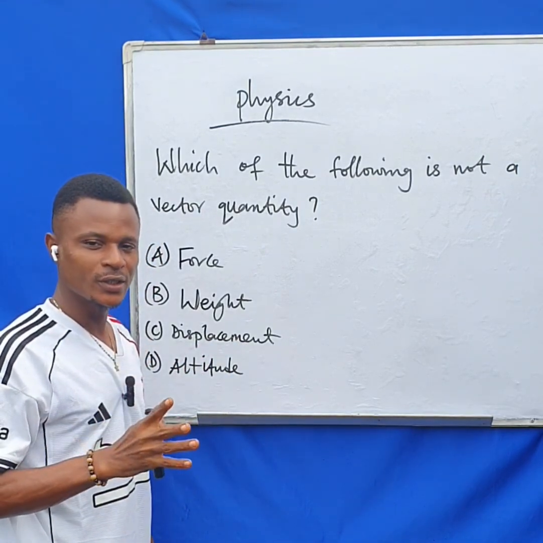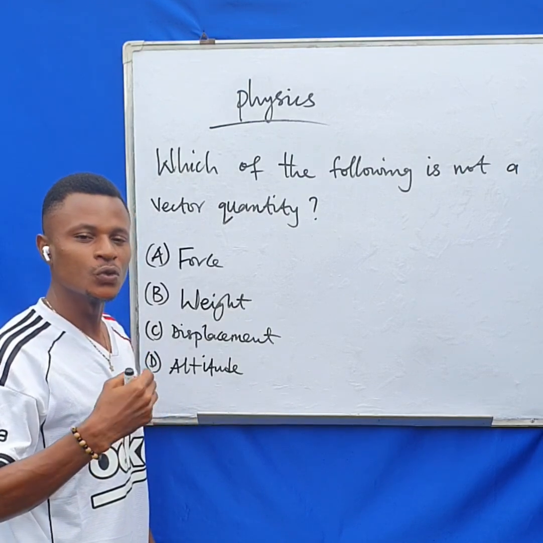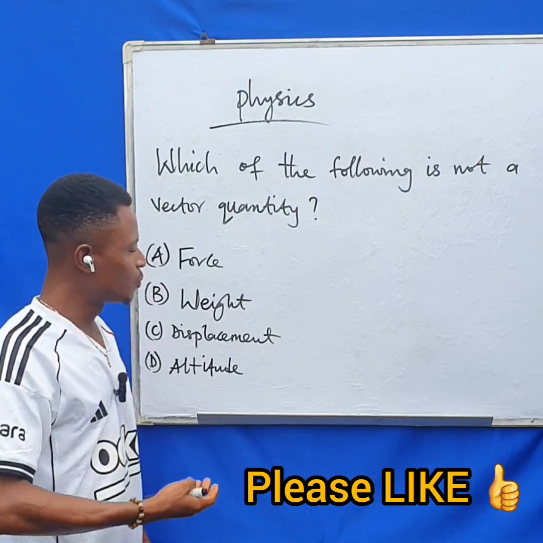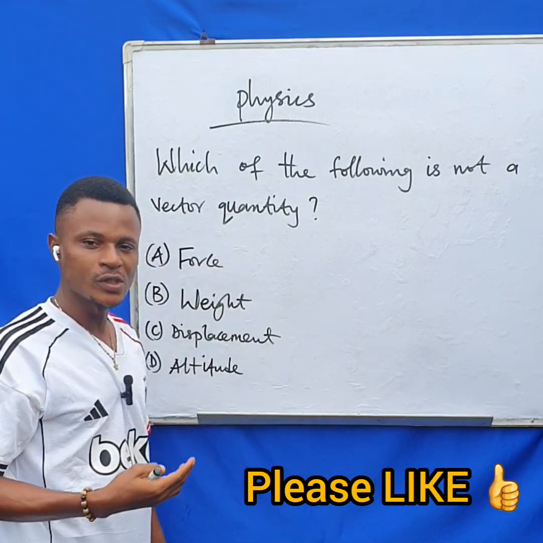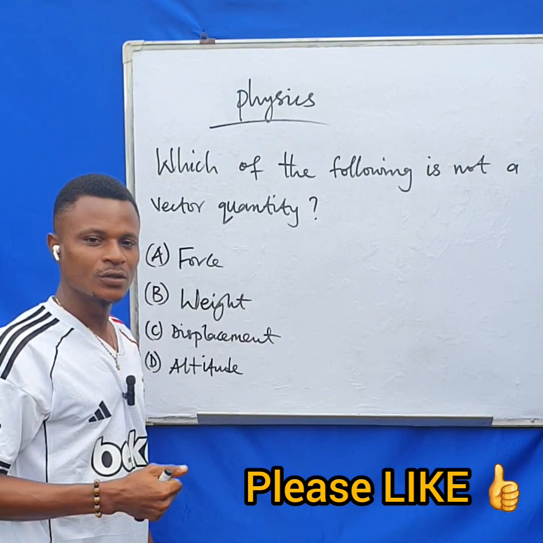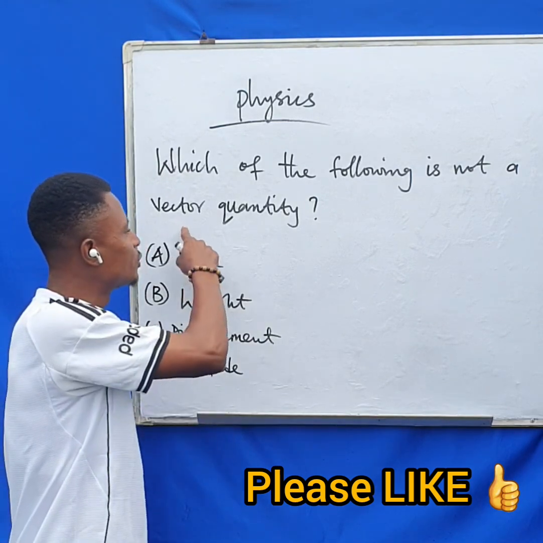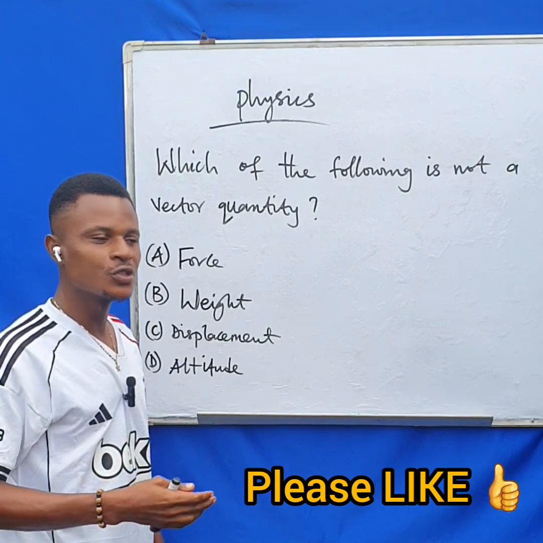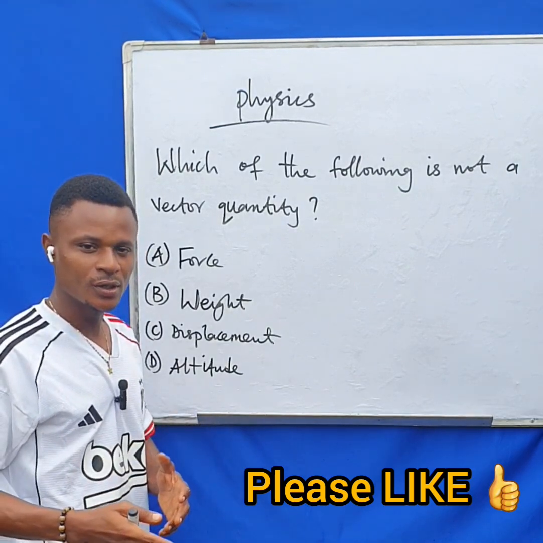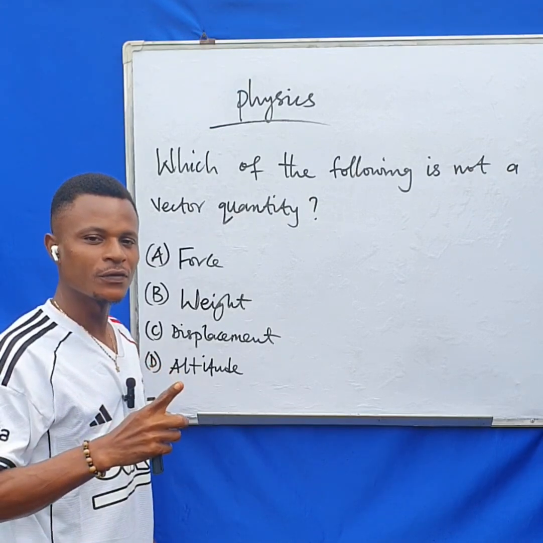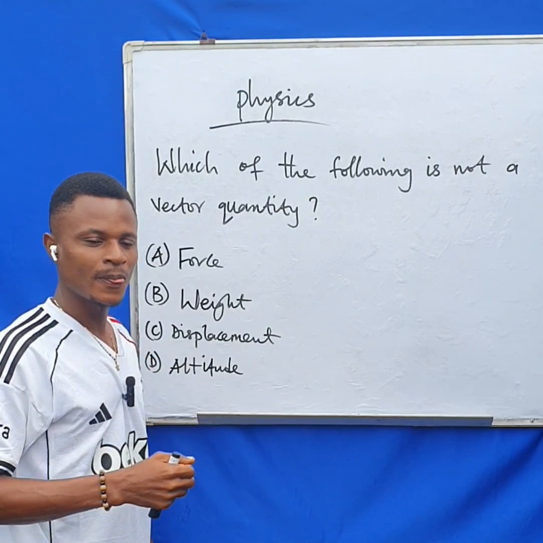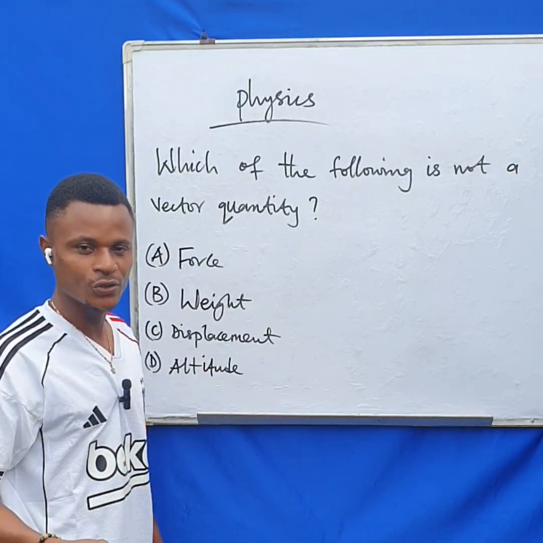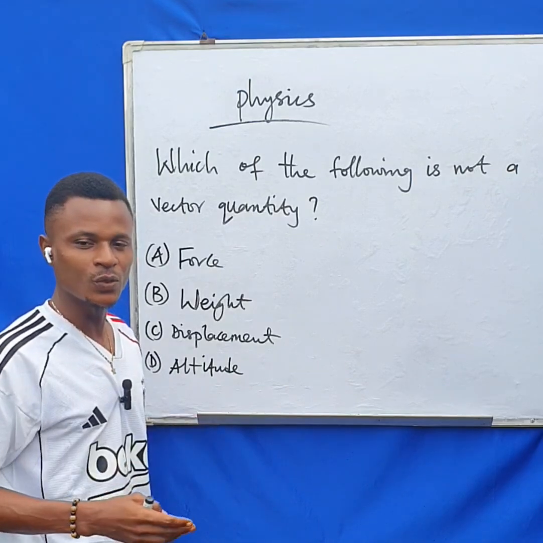To answer this question correctly, first, we need to look at what a vector quantity is. And then from there, we analyze each of the options to see which one fits in. You understand? Now, let us start with the meaning of vector quantity. A vector quantity is any quantity that has both magnitude and direction. In fact, the main characteristic of a vector quantity is direction. So we're going to analyze each of these options to see which one has direction and which one does not have direction. From there, we can pick the correct answer to the question.